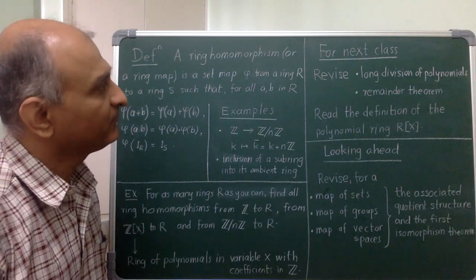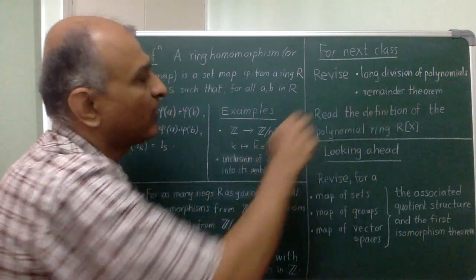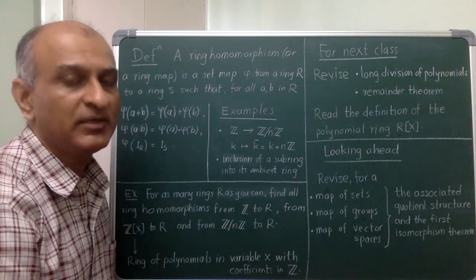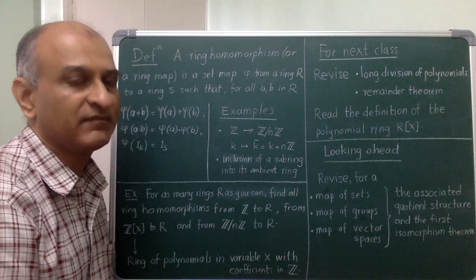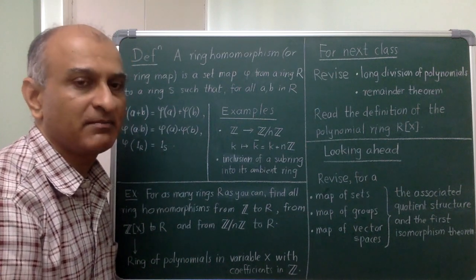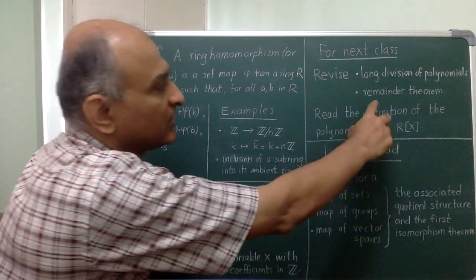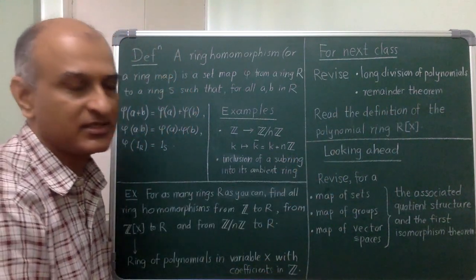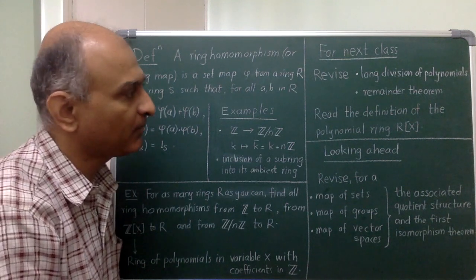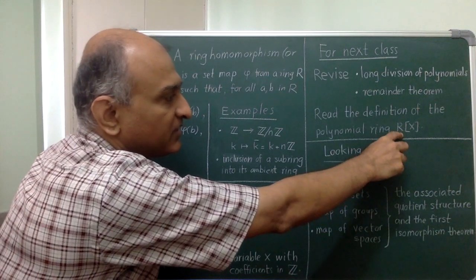More immediately, for the next class, please revise long division of polynomials. So maybe work out an example and then formulate precisely what it means to say that we can do long division of polynomials. Then prove this statement by induction on degree, and then apply it to prove the remainder theorem, which you have seen in high school. If you can, also read the definition of a general polynomial ring in one variable, where the coefficients can come from an arbitrary commutative ring.